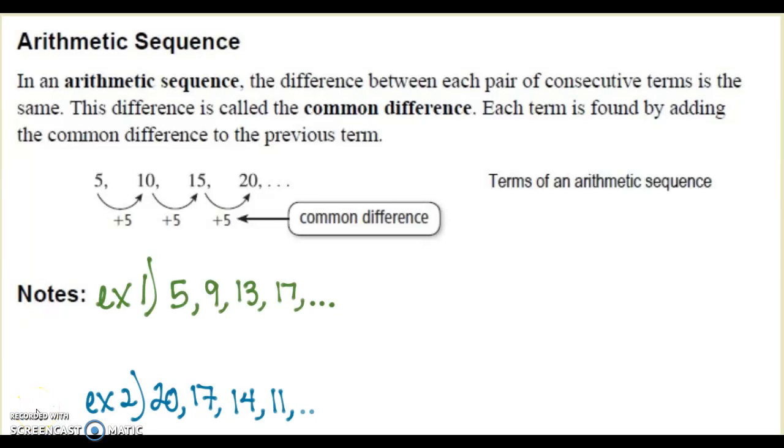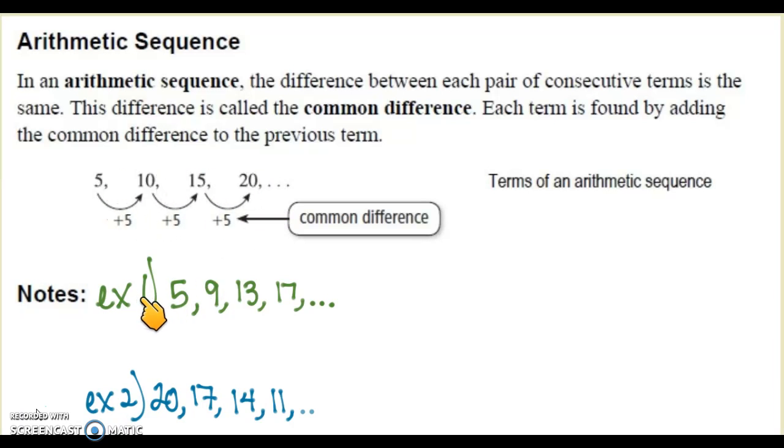Hey there, students. We are going to talk about an arithmetic sequence today. In an arithmetic sequence, the difference between each pair of numbers is the same, and that difference is called the common difference. So here, if we look at this example, we see the numbers 5, 10, 15, and 20, and each of those numbers has a common difference of 5. And so this is an example of an arithmetic sequence.